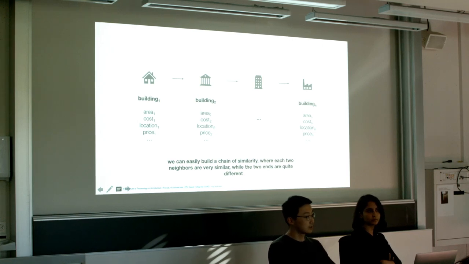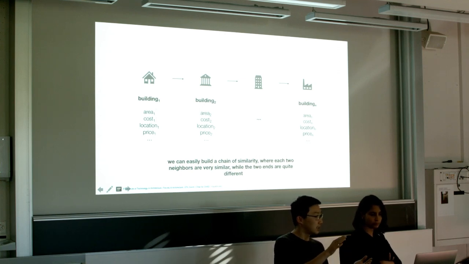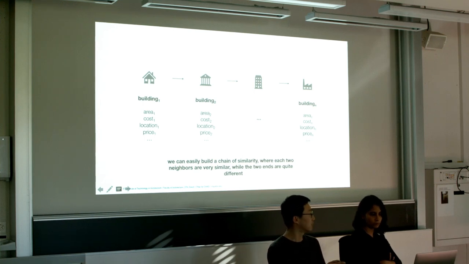We can start with a random building, let's say a house at the beginning. Then we sort the other buildings based on their similarities to this house, and therefore we get a chain of buildings where each neighbor becomes very similar to each other. But in the end, the two ends of the chain are quite different. So for example, we can smoothly change from house to temple to office to factory.